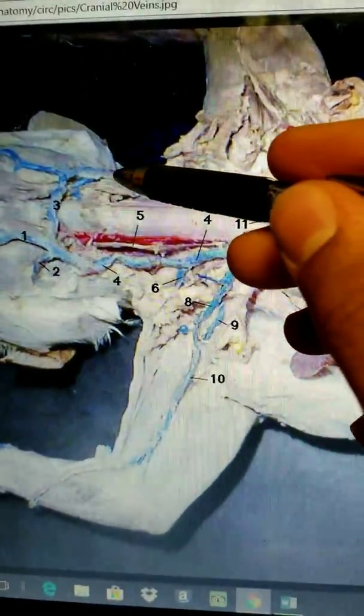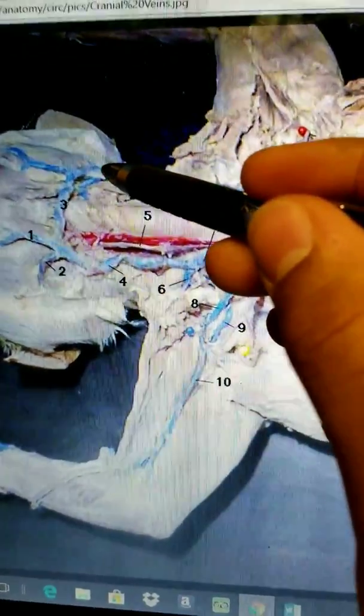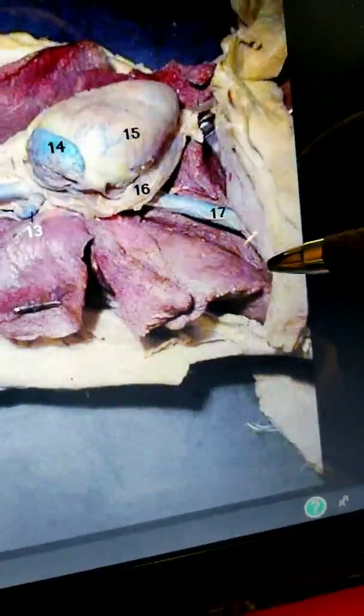This is the external jugular vein. As it travels anteriorly on the medial side, it meets with the internal jugular vein.